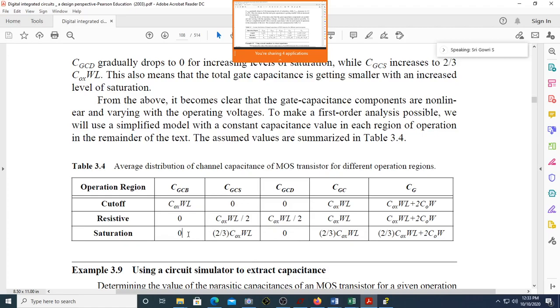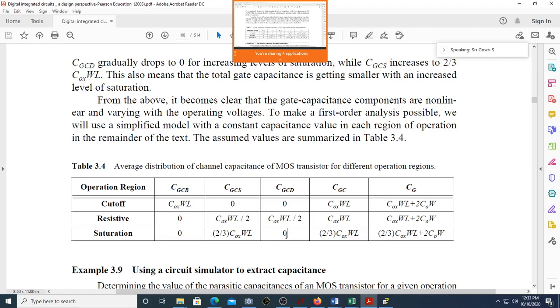Why is this 0? Sir, how will that one be exactly 2/3? It is not exactly 2/3. Upon doing the parametric analysis, they actually measured it and took the readings, and it was coming very close to 2/3 of Cox into WL. There is no theoretical proof of why it is 2/3 of Cox into WL. But when they actually measured the values, it was coming close to 2/3 of Cox into WL. But of course, here it is 0.